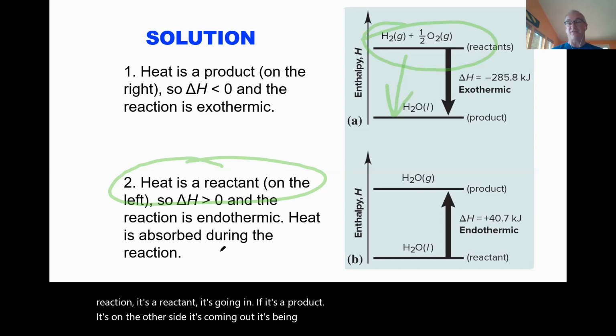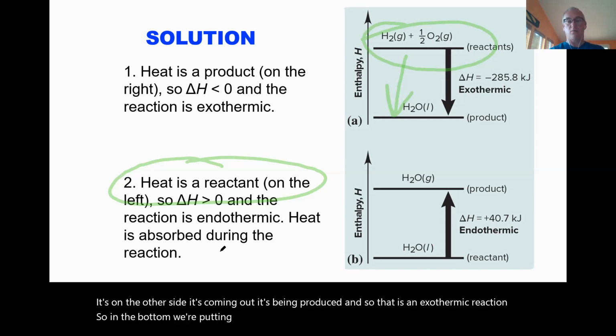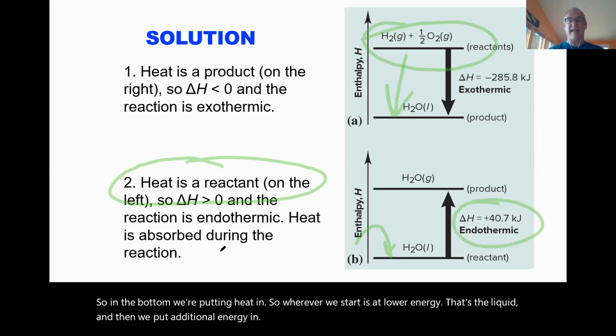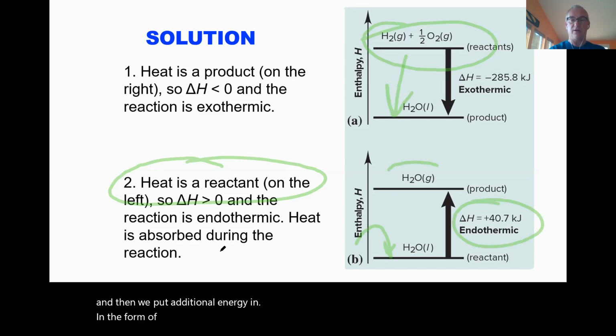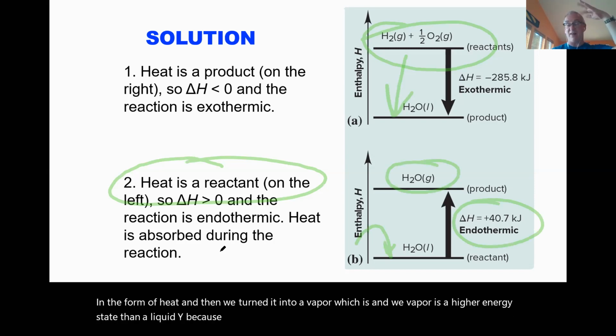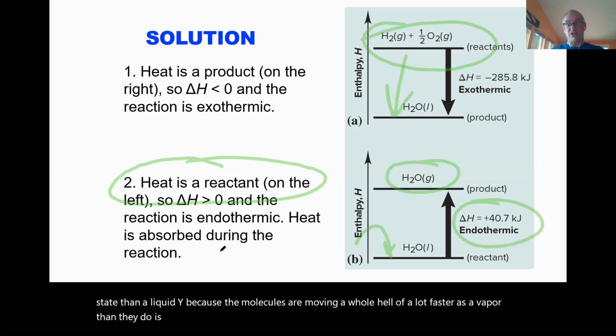And so that is an exothermic reaction. So on the bottom, we're putting heat in. Wherever we start is at lower energy, that's the liquid. Then we put additional energy in the form of heat, and we turn it into a vapor. And we know vapor is a higher energy state than a liquid. Why? Because the molecules are moving a whole lot faster as a vapor than they do as a liquid. And by definition, that's a higher energy state.